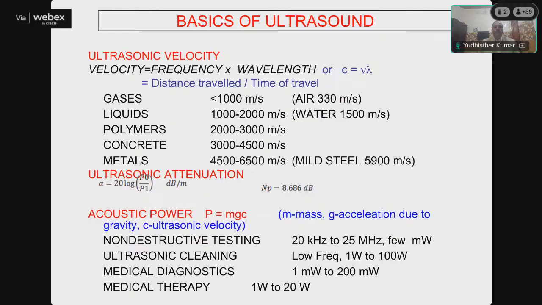Ultrasonic cleaning is used with very low frequency and high powers, 1 watt to 100 watts even. Medical diagnostics, low power and frequency from 2 megahertz to 12 megahertz usually. In medical therapy, use low frequency and high power, 1 watt to 20 watts.